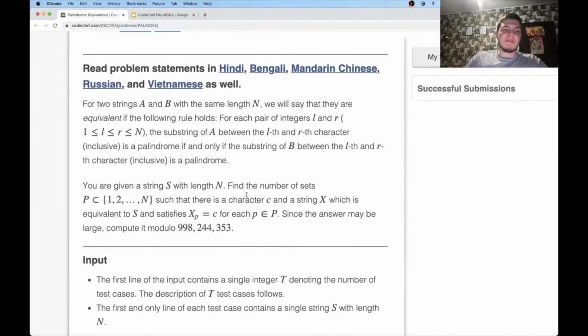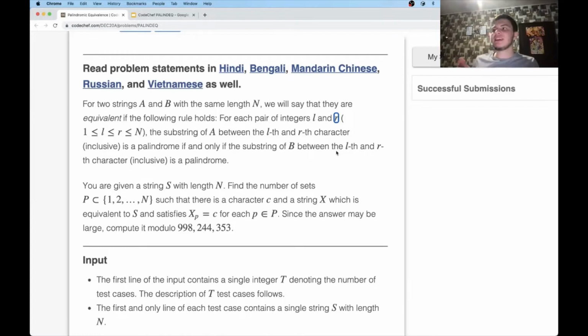All right, so basically in the problem, we are first given the definition of palindromic equivalence. In some sense, two strings will be palindromically equivalent if and only if for every two integers left and right, such that the first one is less than or equal to the second one, or in other words, this is like a substring, we want the substring from left to right of the first string to be a palindrome if and only if the substring given by the same range of the second string is also a palindrome.